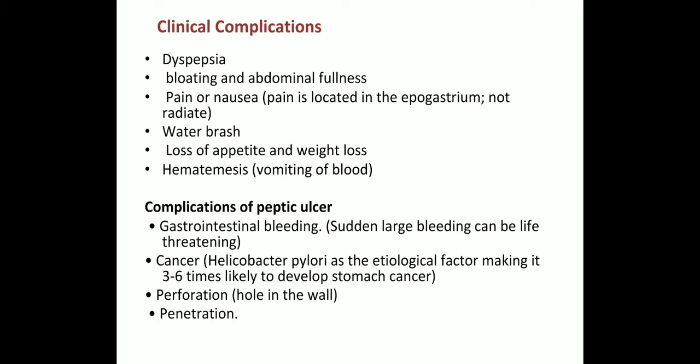Hematemesis can be seen mainly in gastric ulcers, and one more feature is melena, which can be seen in case of duodenal ulcers. These are the very common complications.